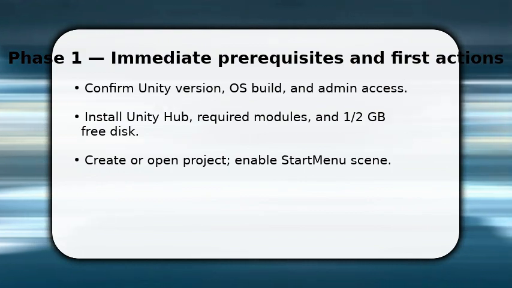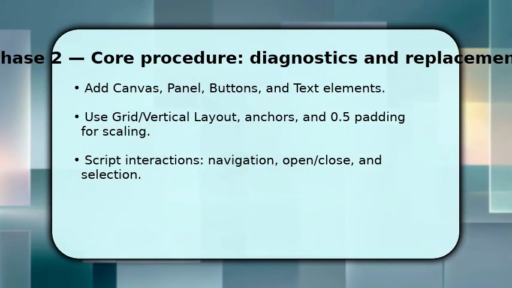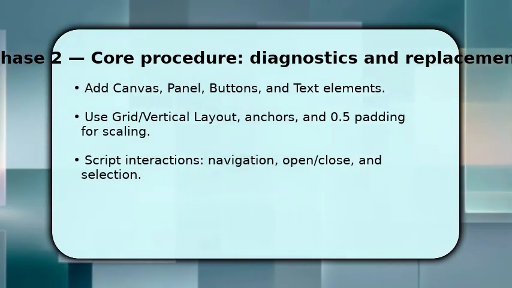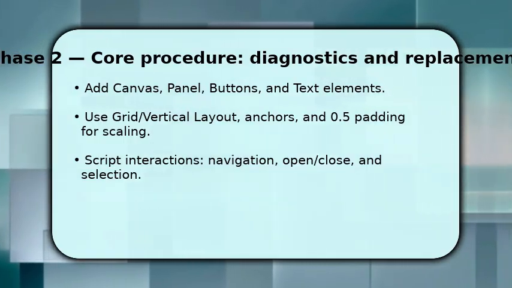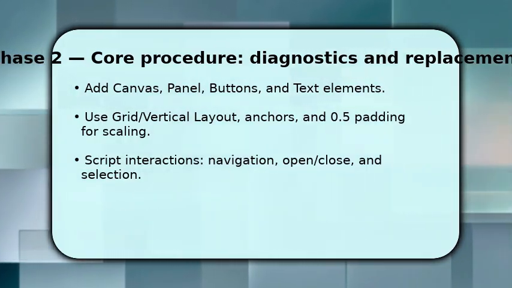You now construct the actual menu, add a canvas, then a panel for the menu background, and place buttons with text for entries. Once placed, use a vertical layout group or grid to keep spacing consistent. Set anchors so the menu scales across aspect ratios.